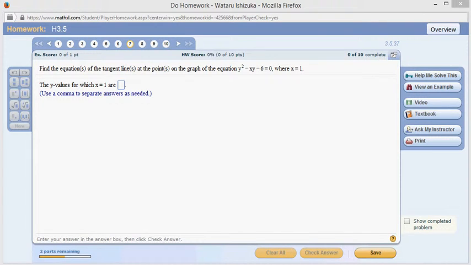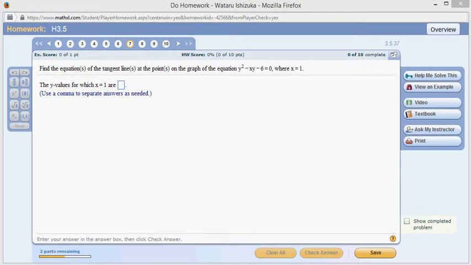Alright, let's look at homework 3.5, problem number 7. We want to find the equations of the tangent lines at the points on the graph of the equation y squared minus xy minus 6 equals 0, where x equals 1. So first part, find the y values for which x equals 1.